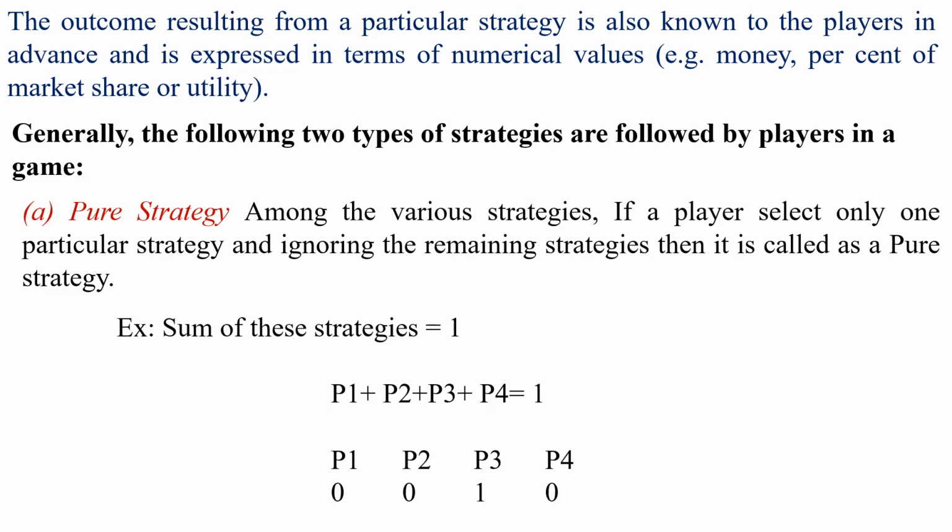For example, the sum of all the strategies' probabilities is equal to 1. Let us consider a player having 4 strategies, P1, P2, P3 and P4. The summation of all these strategies equals 1, and a pure strategy means he has to select only one strategy, maybe the third strategy. The remaining 3 strategies he neglects. Then the probability of the selected strategy is equal to 1 and the probability of the remaining strategies is equal to 0. This type of strategy we call a pure strategy.